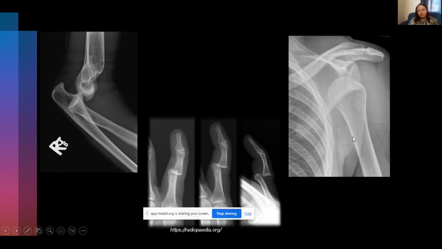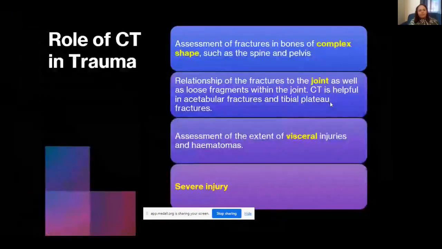That's the left shoulder joint. Normally, this humerus should articulate with the glenoid over here, but then it lies anterior and inferior to the glenoid. So this is anterior and inferior dislocation of the humeral head.